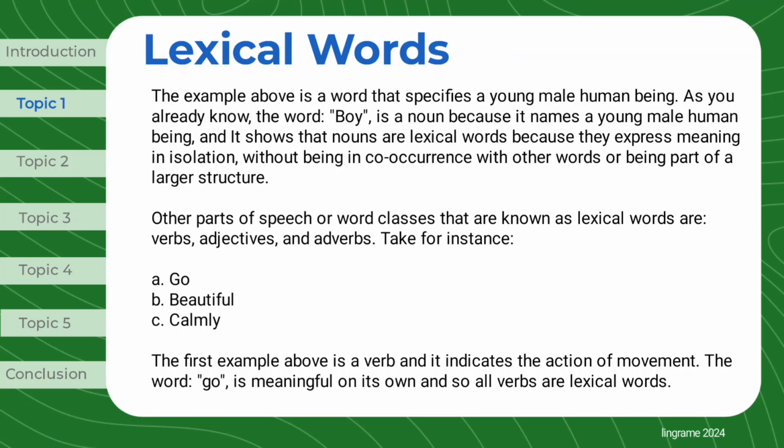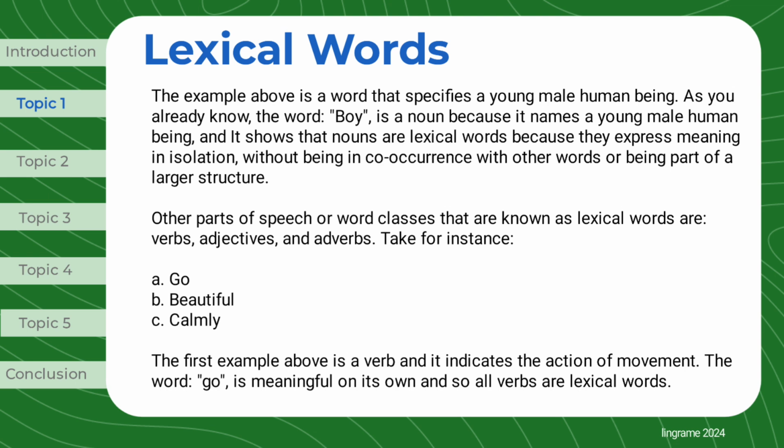As you already know, the word boy is a noun because it names a young male human being, and it shows that nouns are lexical words because they express meaning in isolation, without being in co-occurrence with other words or being part of a larger structure. Other parts of speech or word classes that are known as lexical words are verbs, adjectives, and adverbs.